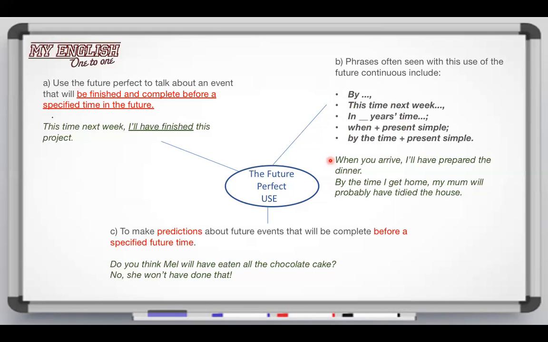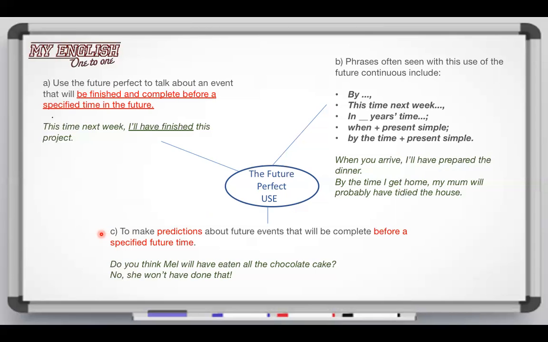So let's see some examples, okay? When you arrive, I'll have prepared the dinner. Or by the time I get home, my mom will probably have tidied the house. So again, these phrases are used to set a specified time in the future. And then you have the future perfect here to establish the action that will happen earlier to that particular point. Let's go to the next point.